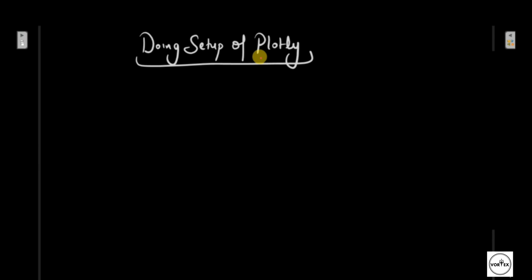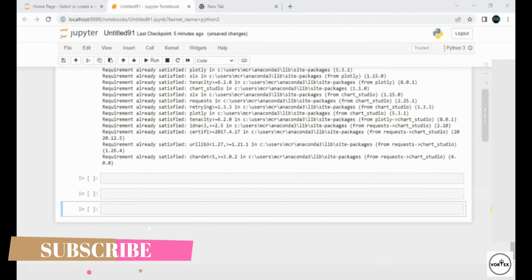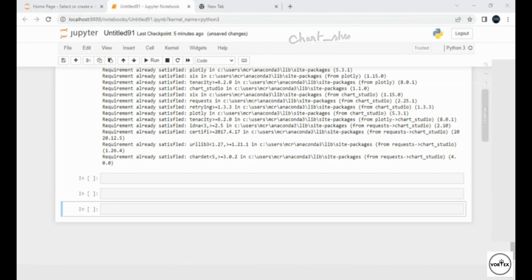Hello all, in the last session we learned how you can install Plotly in your system. Now in this session we have to learn how to do the entire setup of Plotly in your system. Apart from the setup, there are a couple of additional modules that you have to import as well. The first thing that I need is something known as chart studio. First and foremost, I have to import this.